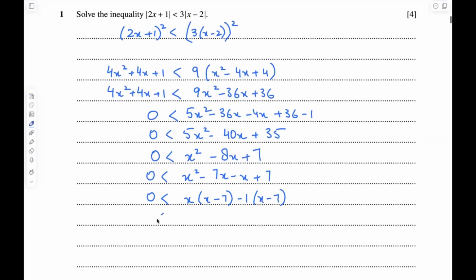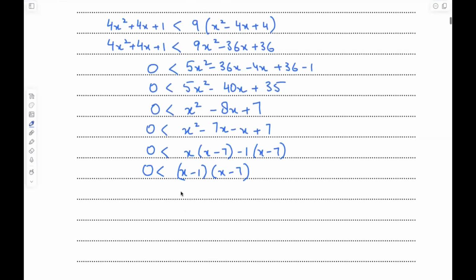So the two values of x we'll get are x - 1, which is basically x = 1, and x - 7, greater than 0. Now, as this is greater than 0, to give the correct inequality sign, it is better if we just draw a graph. Now, one of the values is 7 and the other value is 1.